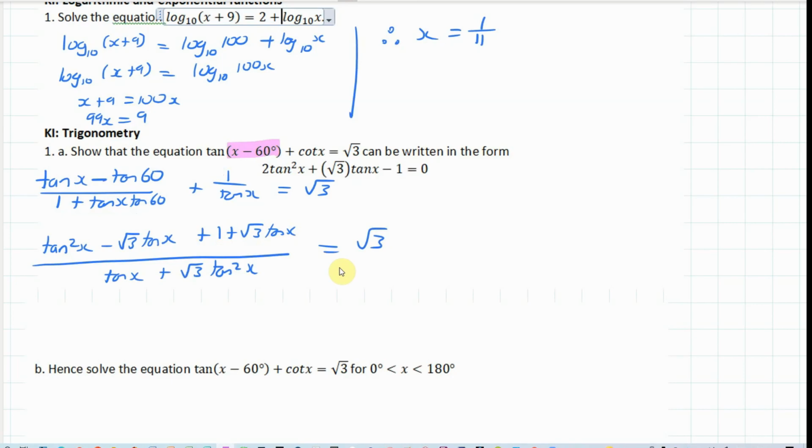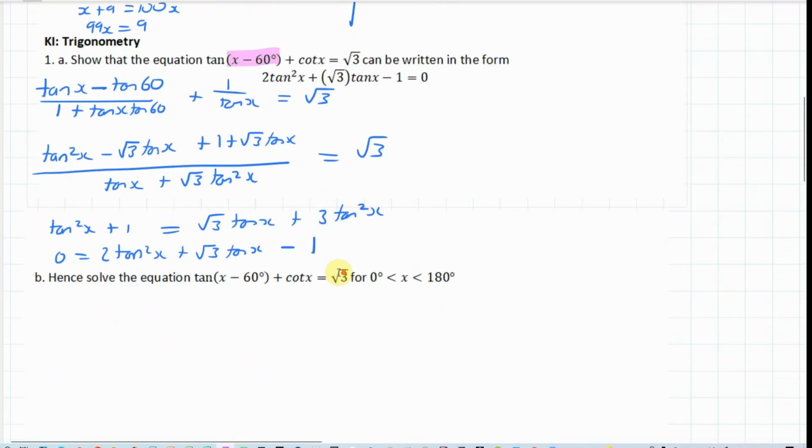The next line, I'm going to bring the denominator of the fraction across. So hopefully you can see that I've got tan squared x plus 1, because this and this will cancel out, is equal to square root 3 tan x plus 3 tan squared x. Now I'm going to bring everything over to the left hand side, so 0 equals 2 tan squared x plus square root 3 tan x minus 1, which is exactly what I wanted to prove.